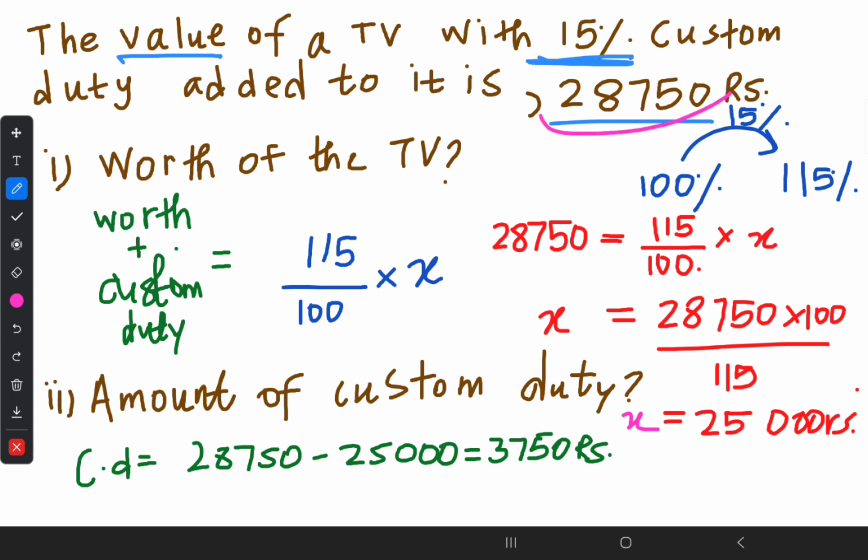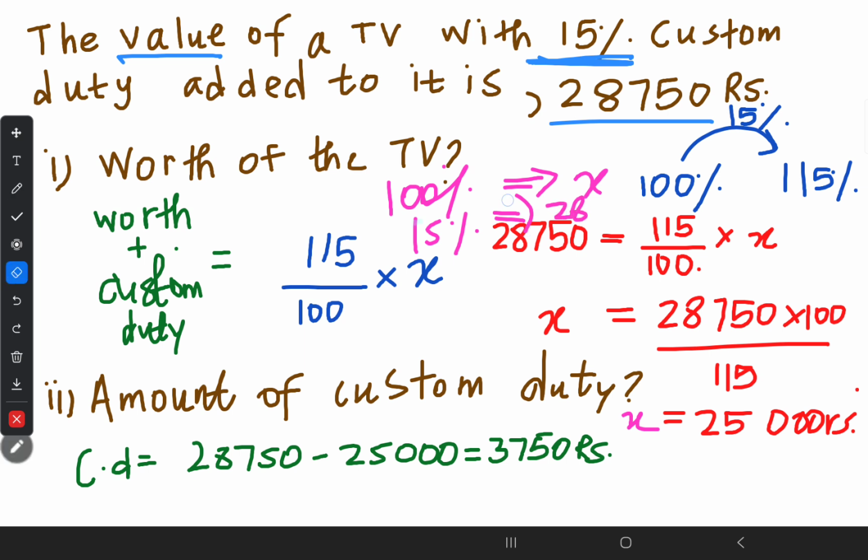If you cannot understand this formula method, you can stick with the ratio method. That is really simple. 100 percent is the original worth, which we don't know. With inclusion of the custom duty, both together, the 115 percent is 28,750. You can divide that to get the answer for X. It is not compulsory to use this method or that method. You can use the convenient method for yourself to do the calculation.